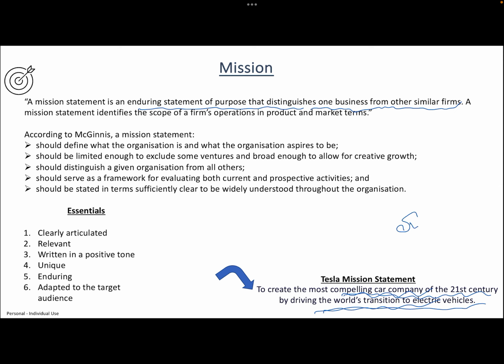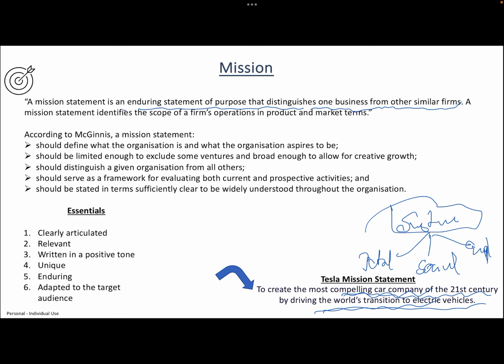Sustainable development includes many things, right? It is not only stopping the use of petroleum. It also includes social welfare activities. It also includes employee welfare. Many things are there as part of sustainability. So one of those is electric vehicles. Tesla's mission statement also clearly says to create the most compelling car company of the 21st century by driving the world's transition to electric vehicles.